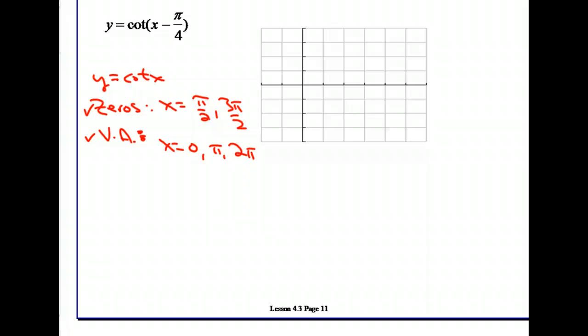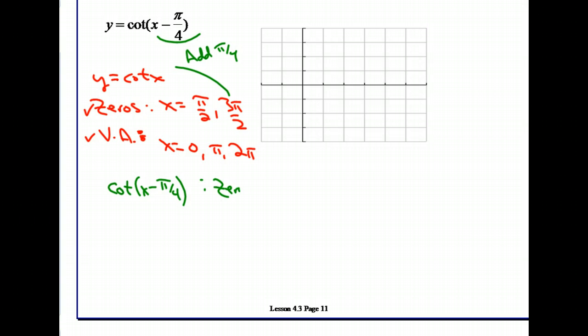All right, just as in the past, minus pi fourths, what do we do to our x-coordinates? We're going to add on pi fourths. So now for the cotangent of x minus pi fourths, what do our zeros become? Add on pi fourths. What's pi halves plus pi fourths? 3 pi fourths. What's 3 halves plus a fourth? 7 pi fourths. All right, vertical asymptotes.